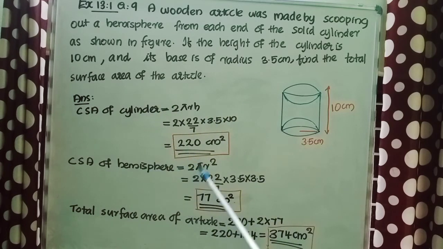CSA of hemisphere 2 pi r square, that is equal to 2 into 22 by 7 into 3.5 into 3.5, that is equal to 77 centimeter square. Total surface area of the article equal to CSA of cylinder plus CSA of two hemispheres, that is equal to 220 plus 2 into 77, that is equal to 220 plus 154, that is equal to 374 centimeter square.